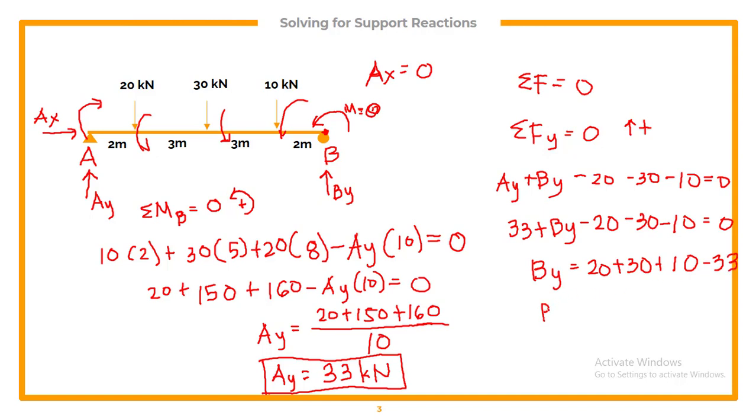So BY equals, let's use a calculator, 20 plus 30 plus 10 minus 33. We have 27, so this is 27 kilonewton. Therefore, these are the forces exerted: BY is 27 kilonewton and AY is 33 kilonewton. The answers we got are positive, so our assumption that the reactions go up is correct. As you can see, all the loads are pointing down, therefore the reactions that counter them must point up. Okay?